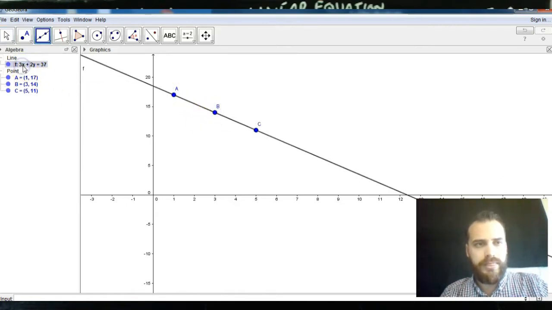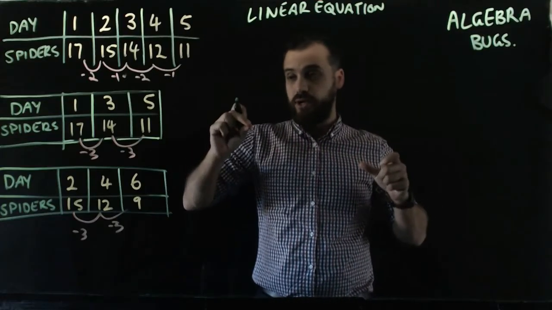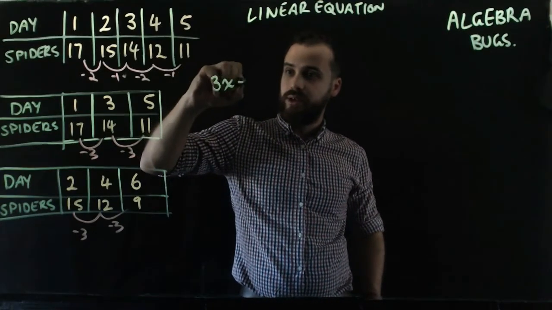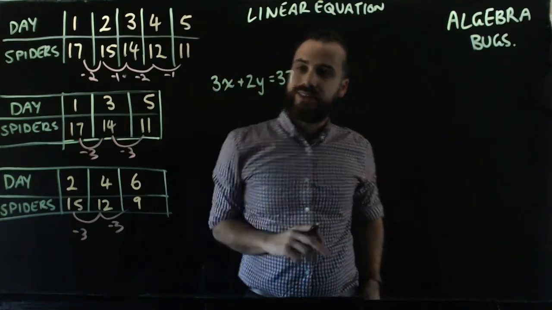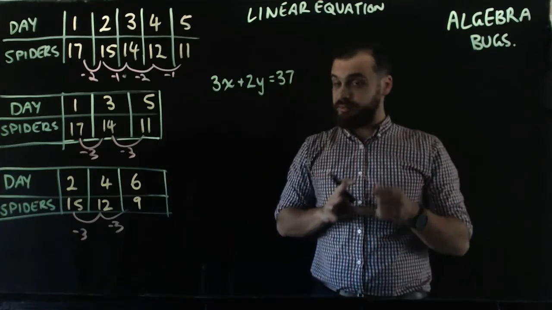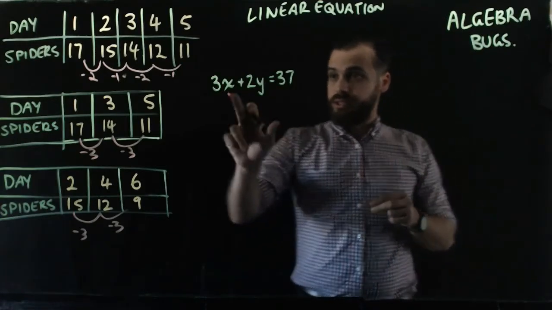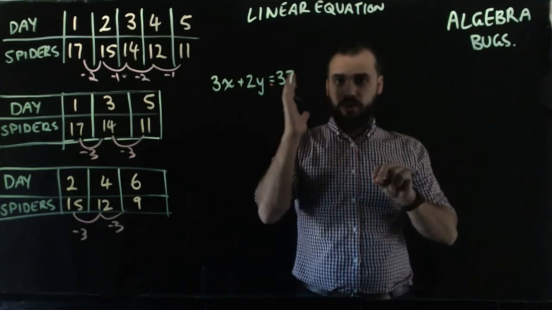Oh. Okay, it's given me an algebraic equation here. 3x plus 2y equals 37. So it's come up with a linear equation for us. And it tells us that the linear equation is 3x plus 2y equals 37. Now, that's not quite what we want though, because what do x and y mean? Well, that's our x-axis and our y-axis.